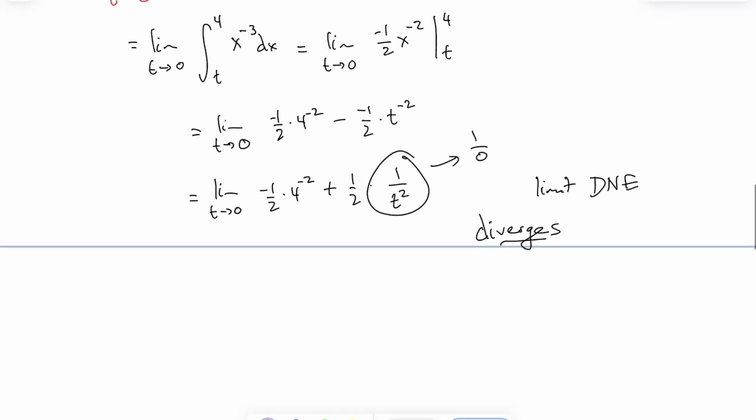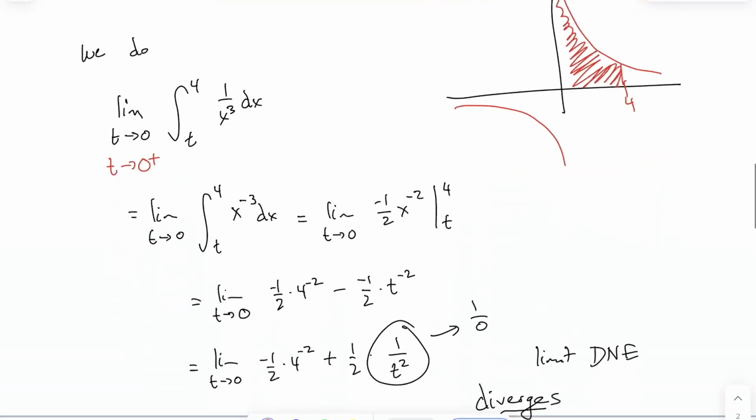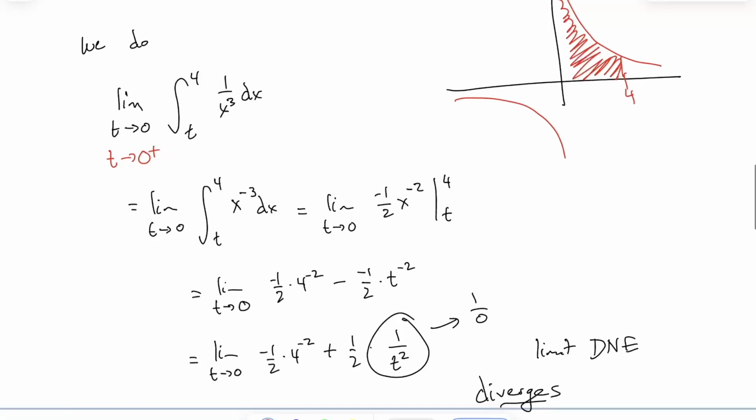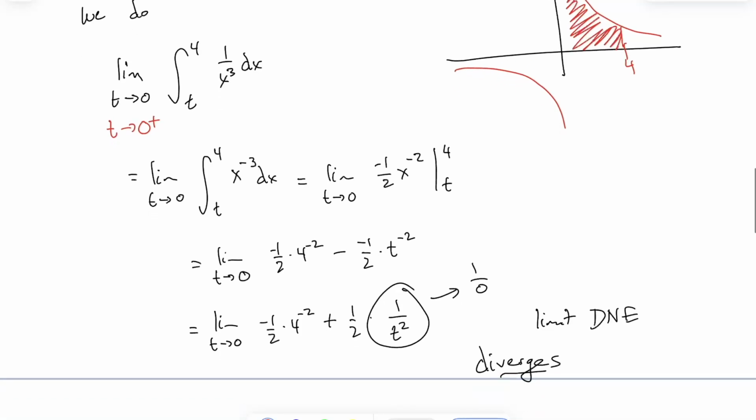But in this example, even if you approach from the right, you're still going to get a 1 over 0 here. So you could say that this integral equals infinity if you like, although even so it doesn't converge. Equaling infinity is still diverging. It is slightly more accurate or more specific to write it as a one-sided limit, but not really necessary in this case. It doesn't change the answer.